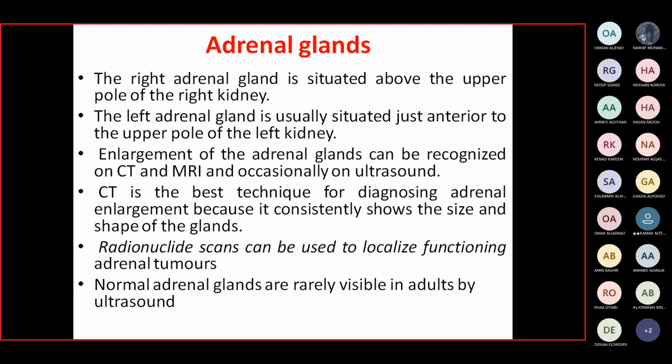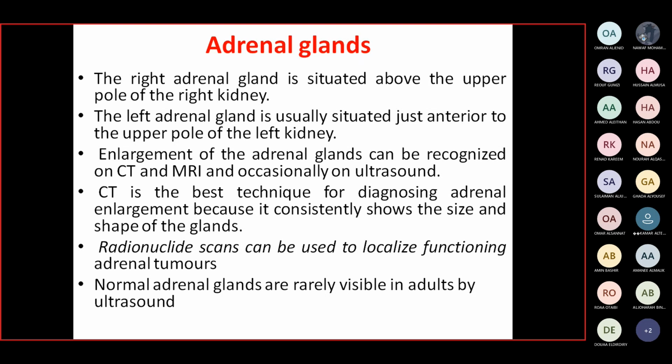Normal adrenal glands are rarely visible in adults by ultrasound. But in the pediatric group, the adrenal gland is bigger than in adults. In pediatrics the normal adrenal gland can be seen by ultrasound, but in adults it is rare to see this adrenal gland by ultrasound.